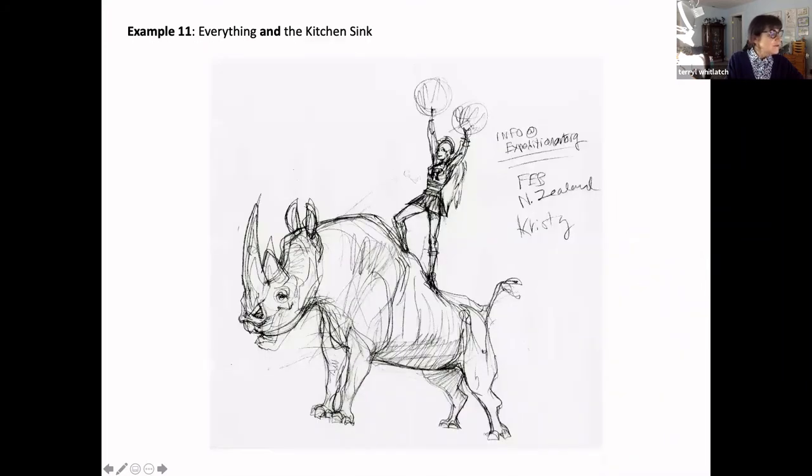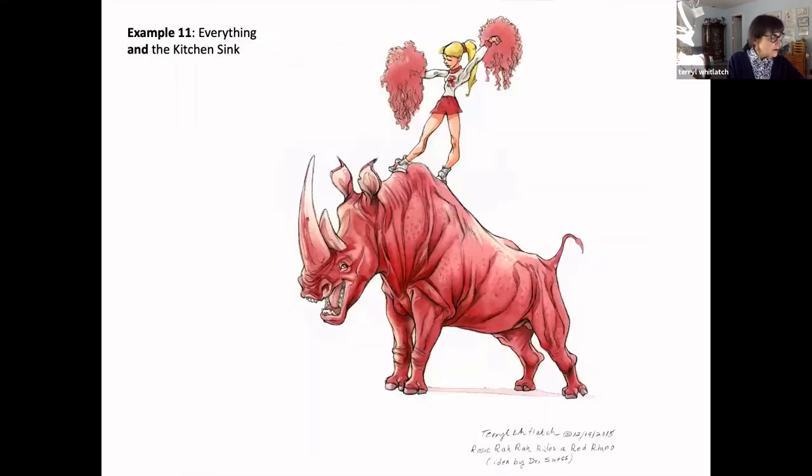Here is just a really rough scribble, because I was inspired by a Dr. Seuss character, which was Rosie Rides a Red Rhinoceros. And this is my version. They said that this particular Rosie is a rah-rah.